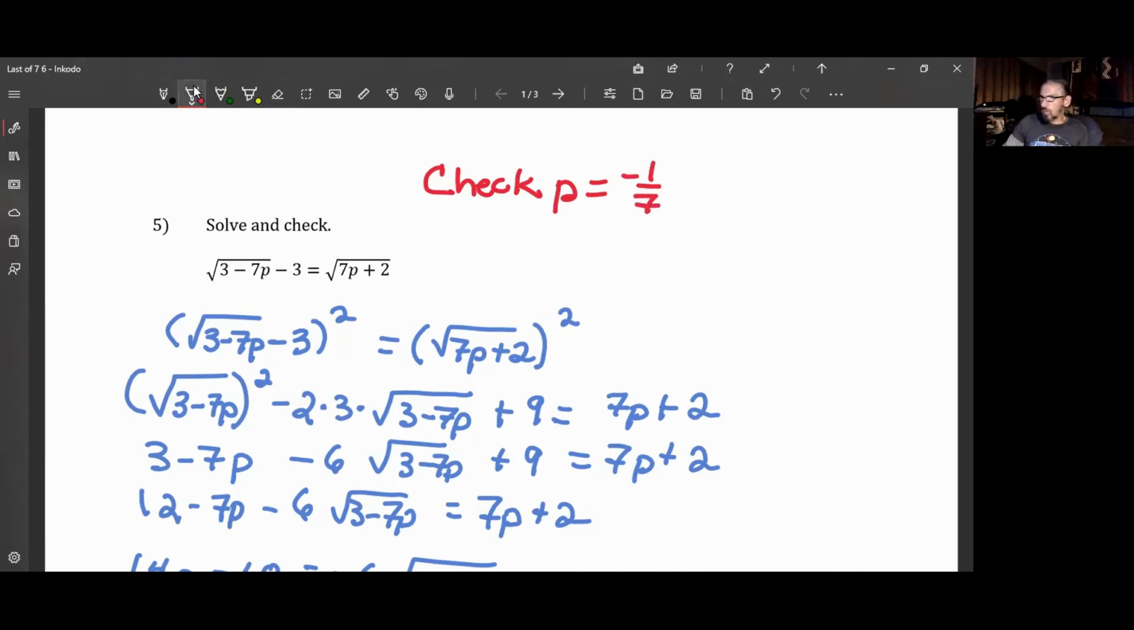Same deal with that denominator of 7, multiplying by 7 here and here. The only places we'd be plugging p in. Negative 7 times negative 1/7 would give us positive 1. 7 times negative 1/7 would give us negative 1. We want to see if these two are equal. Square root of 4 minus 3. Is that equal to the square root of 1?